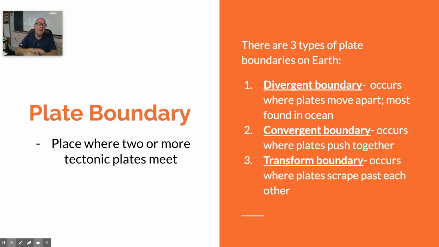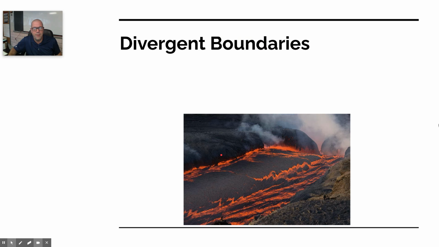So, as review, quickly, we talked about the definition of a plate boundary, a place where two or more tectonic plates meet. We said there are three types of boundaries: the divergent boundary, the convergent boundary, and the transform boundary. Remember, today this presentation is about the divergent boundaries.